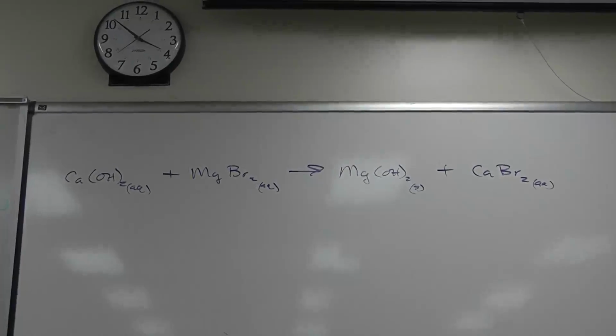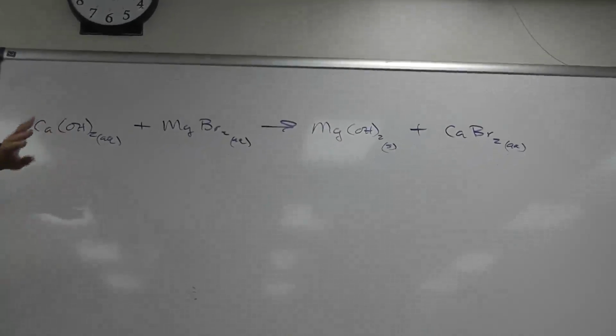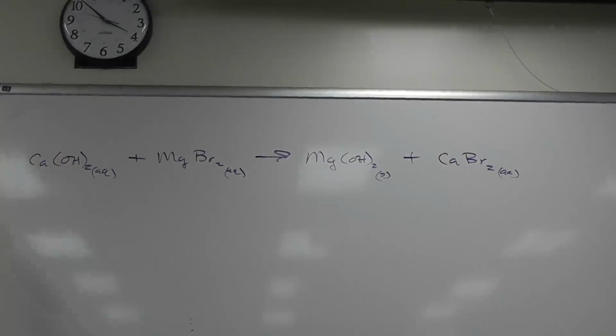Okay, it appears to be balanced. I see 1 calcium on each side, 2 OH groups on each side, and magnesium on each side. So it's a pretty easy one to start with. It is balanced as it's written. Okay, so this is the balanced equation.